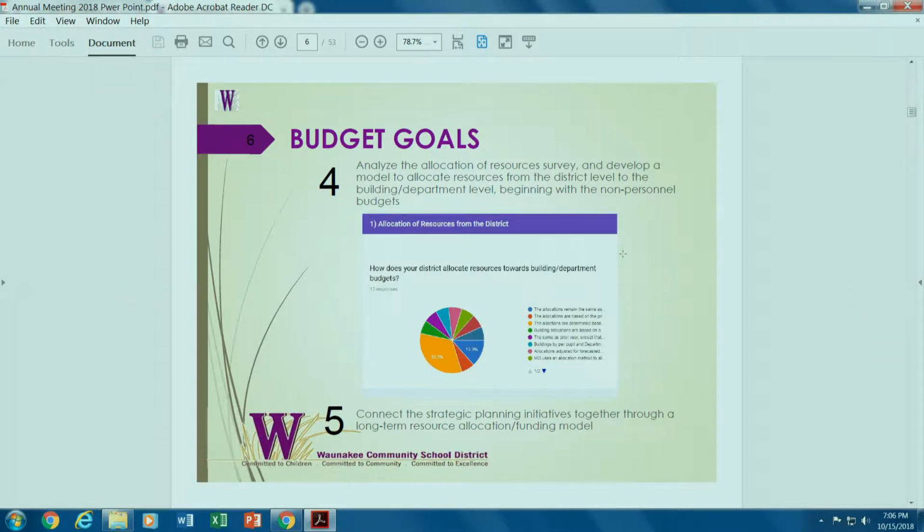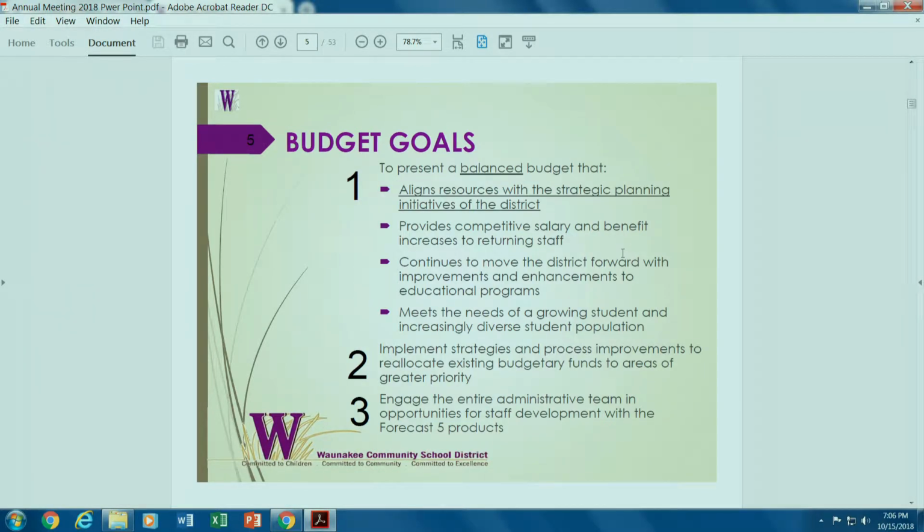So our goals that you see laid out 1 through 5 are how we move forward with the budget, but those sub-bullet points off of 1 are the ones that you've seen in the past.